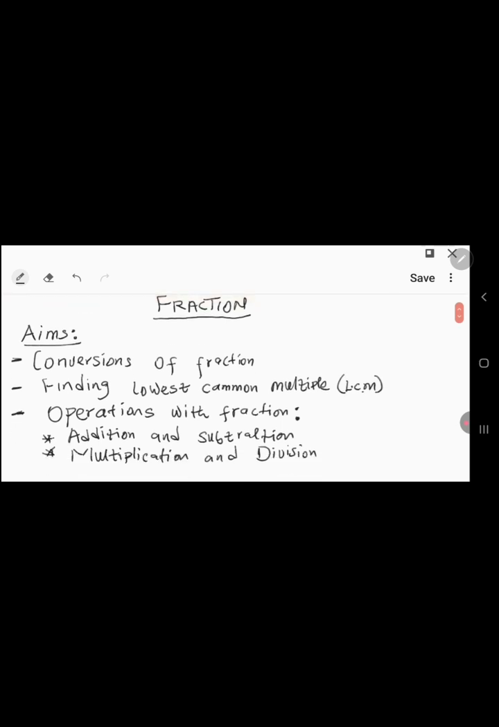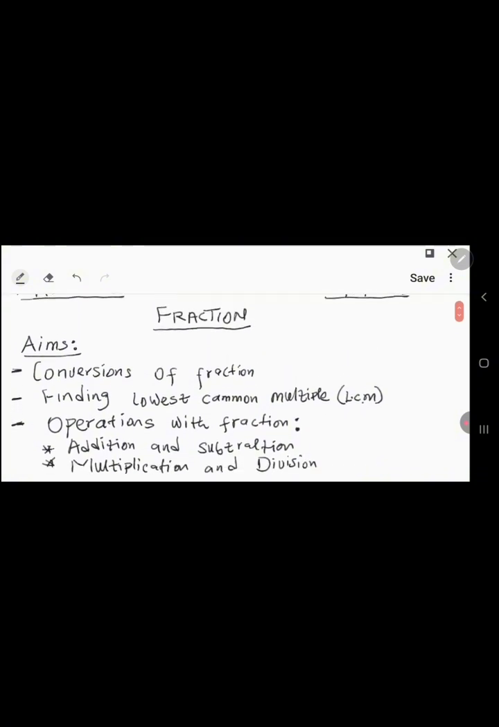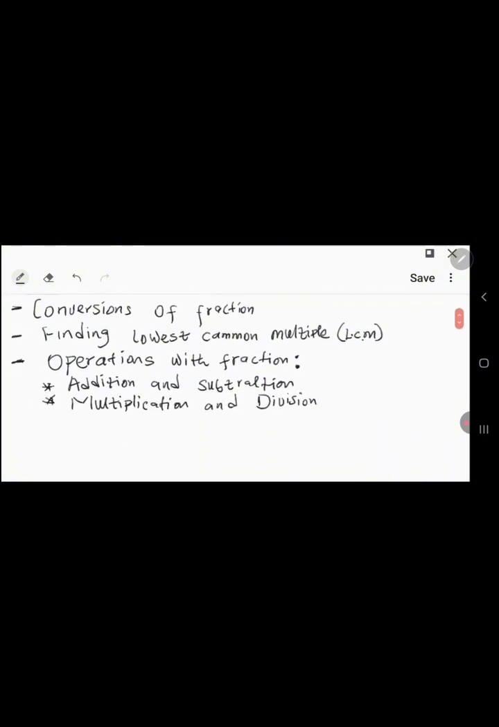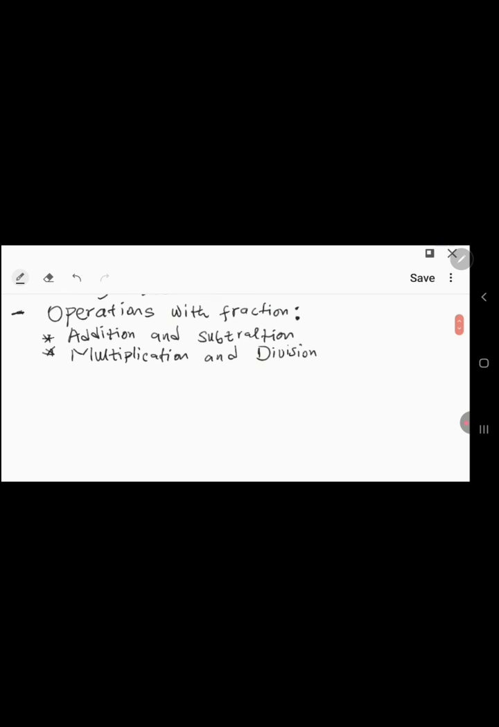So our aims of today are conversions of fractions, finding the lowest common multiple, that's LCM, and operations with fractions: addition, subtraction, multiplication and division. These are our aims of today and we are going to cover them inshallah. Okay, so let us begin with conversions of fractions.